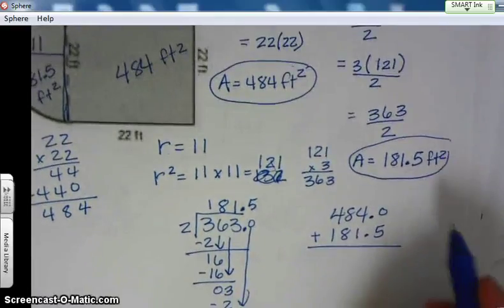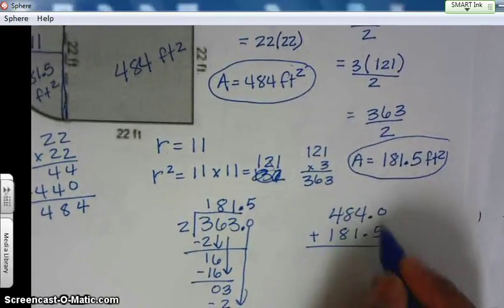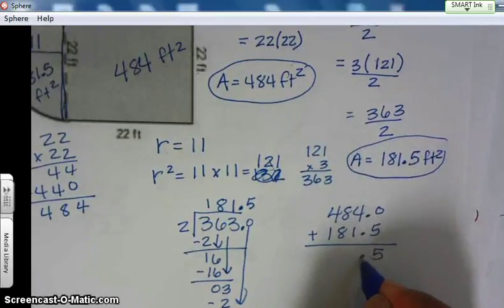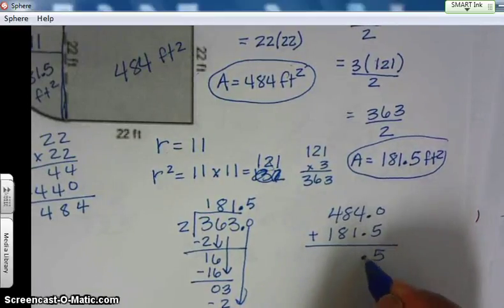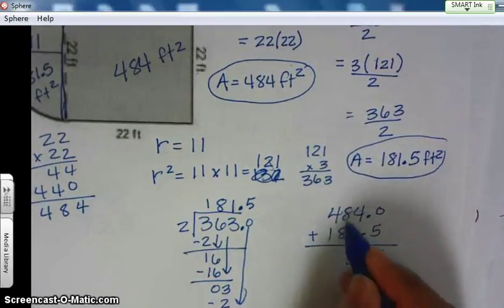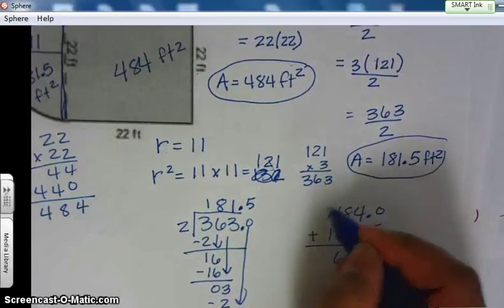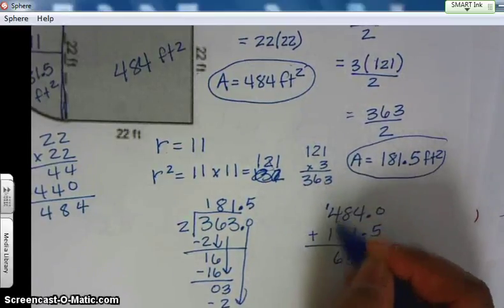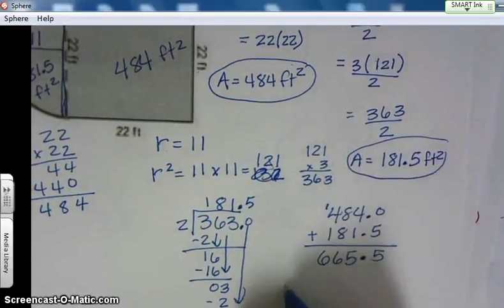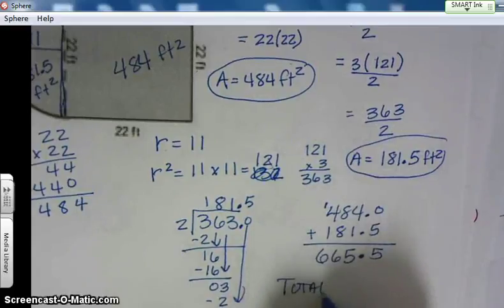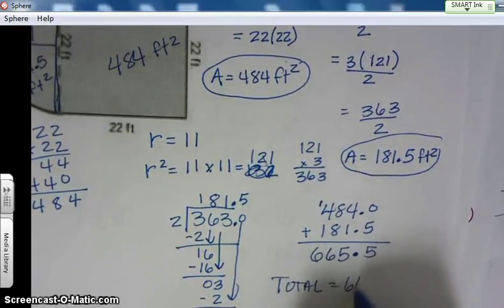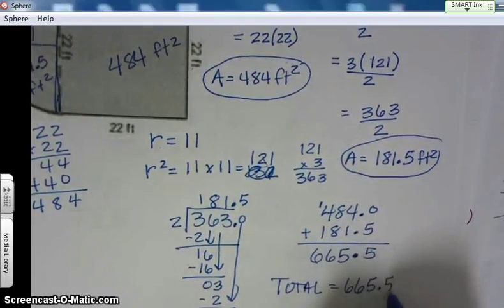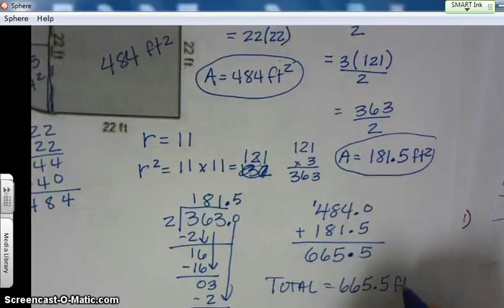When we add and subtract decimals, we line up our decimals. 5 plus 0 is 5. I put my decimal in. 4 plus 1 is 5. 8 plus 8 is 16. I'm going to carry my 1. 4 plus 1 is 5. Plus 1 is 6. So your total area is 665.5 feet squared.